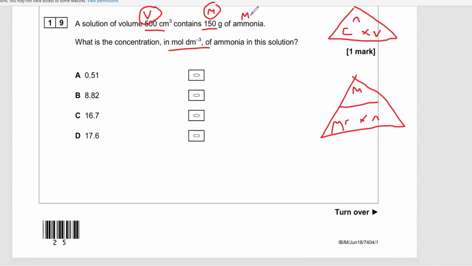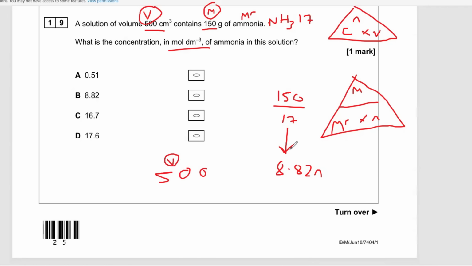You might say, where's the Mr? The Mr's in the name ammonia. They expect you to be able to work that out, and it's 17: 14 for the nitrogen, 3 for the hydrogens. So we've got 150 grams divided by 17. The first thing we can do is work out the n. Look at the n in those two triangles. It's the link between the two equations, as it often is. So it's roughly 8.82 moles.